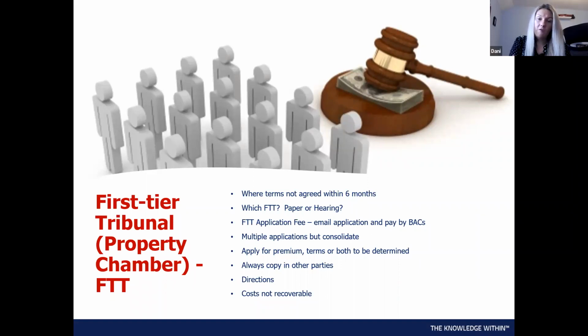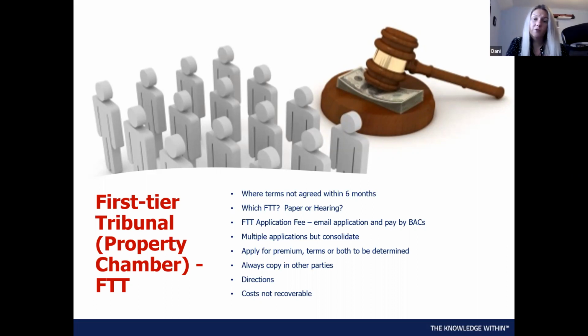You can apply for either the premium to be determined, or the terms of the lease to be determined, or both to be determined. So if you haven't agreed one thing or both of them, it doesn't matter. You can ask the tribunal to determine whichever of those haven't been agreed.